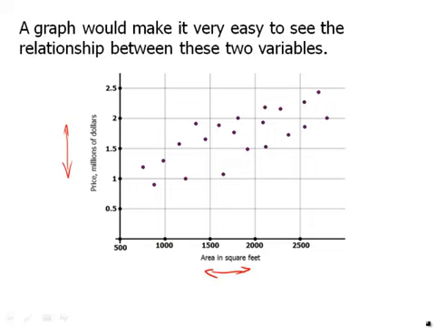Notice interestingly that the price starts at 0 and goes 0, 1/2, 1, 1.5, 2. It starts at 0, but the area doesn't start at 0. The area actually starts at 500. It goes 500, 1,000, so it has equal intervals. It just doesn't start at 0.